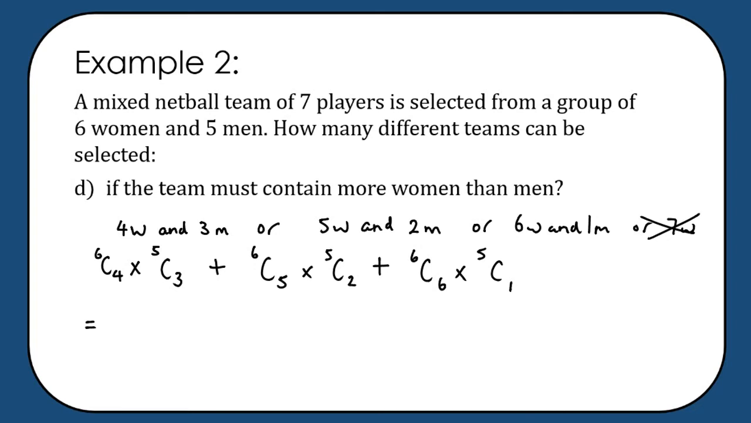Okay, so 4 women and 3 men, we calculated that on the previous slide. There is 150 different ways for that to happen. 6 choose 5 times 5 choose 2 is 60, and 6 choose 6 times 5 choose 1 is 5. And so we have 215 different teams that could be selected with more women than men.